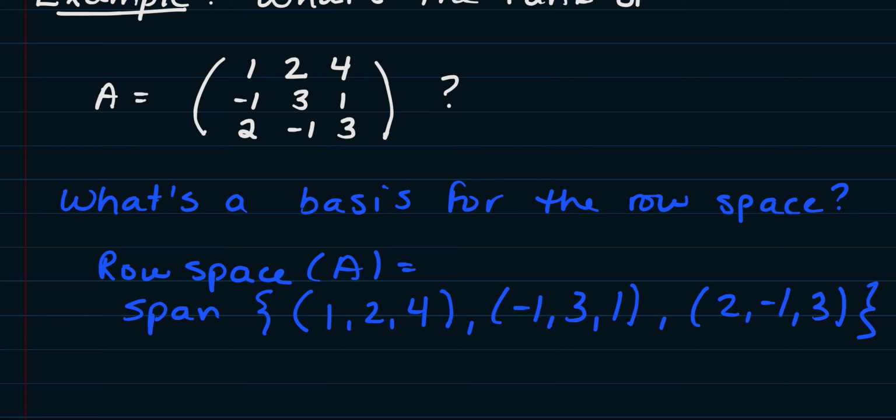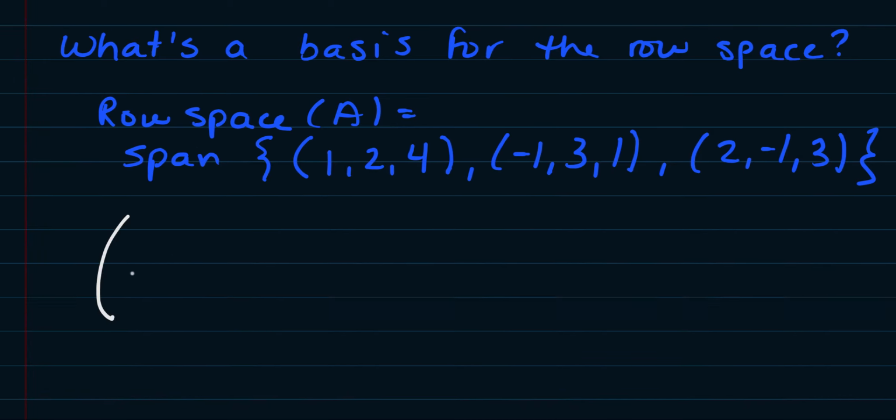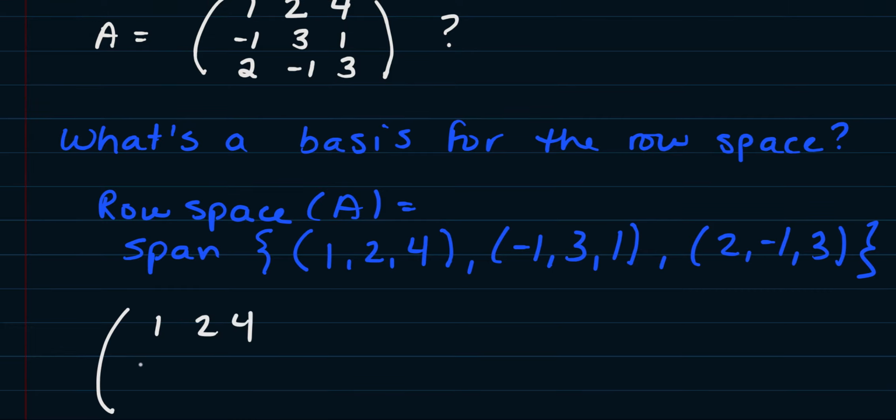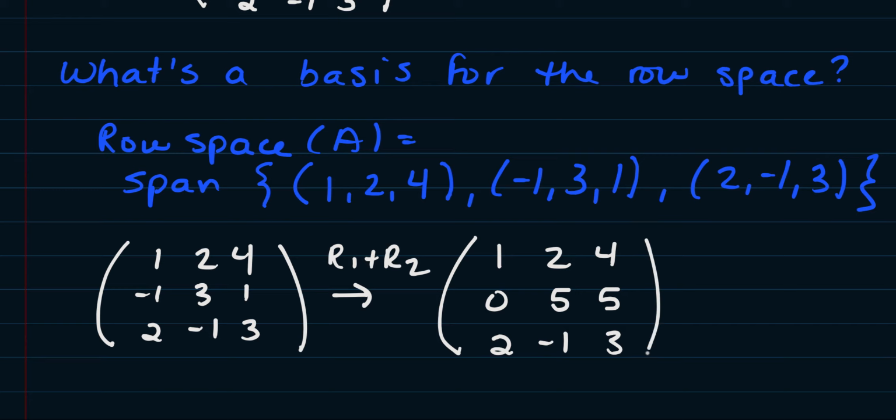Another option, which is what we just talked about a minute ago, is to put this matrix in reduced row echelon form. If you do that, the row space of it is going to be the same as the row space of A. So let's put the matrix 1, 2, 4, negative 1, 3, 1, 2, negative 1, 3 in reduced row echelon form. Okay, I'm going to add row 1 to row 2. Then subtract 2 times row 1 from row 3.